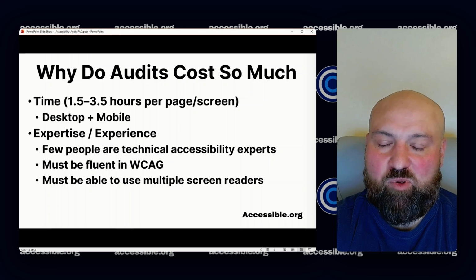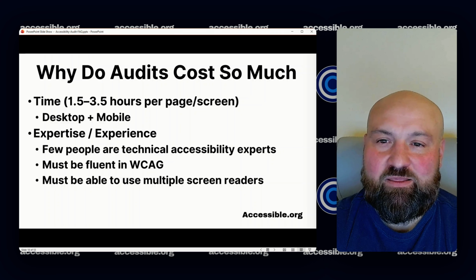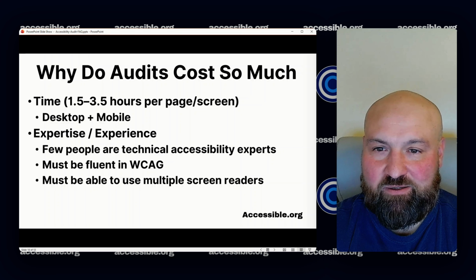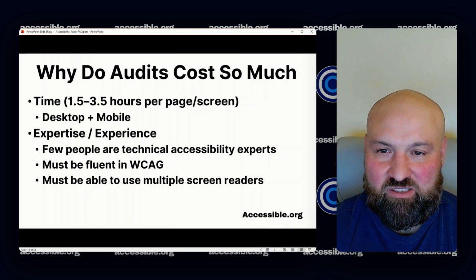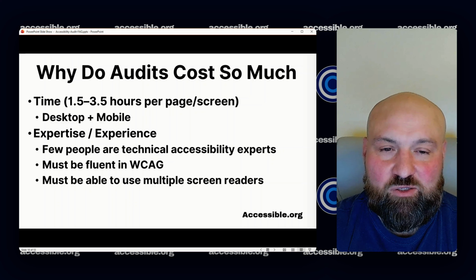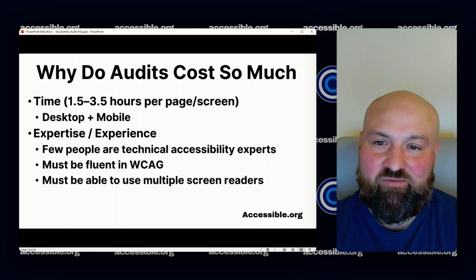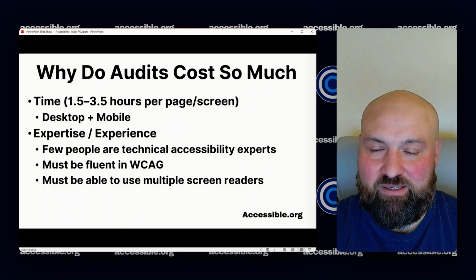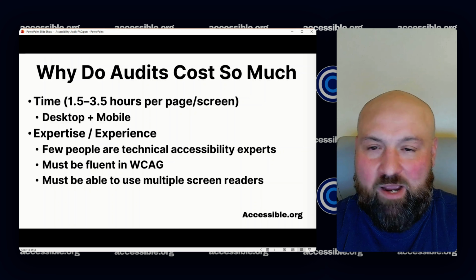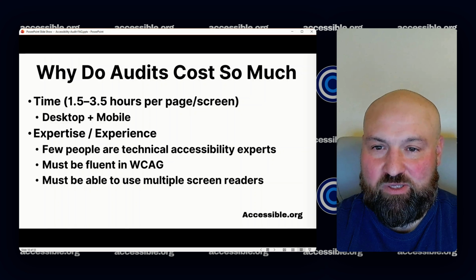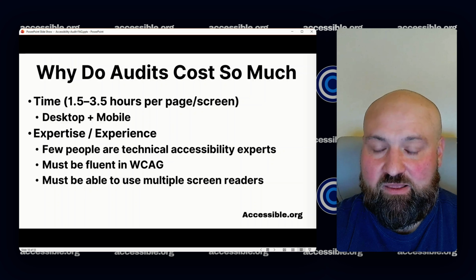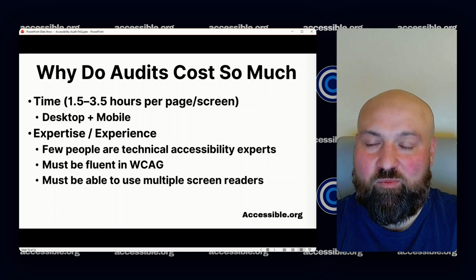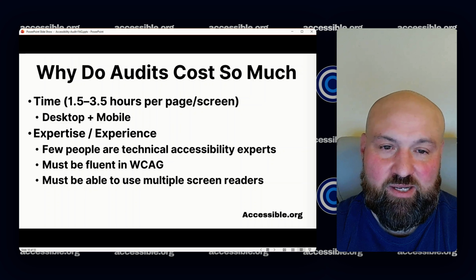So just looking at WCAG 2.1 AA, there are 50 success criteria. So when I say 50 success criteria, think of 50 requirements for accessibility. So the auditor is going to need to have all of these different requirements in mind. And then while they're going through the page or the screen, they're going to be evaluating everything for conformance with the web content accessibility guidelines.